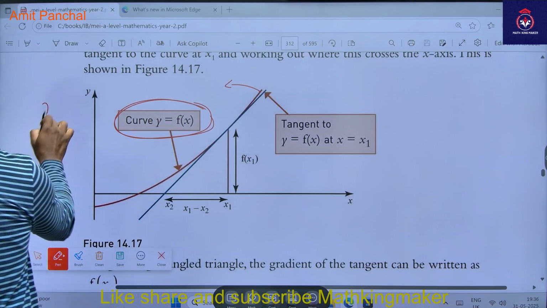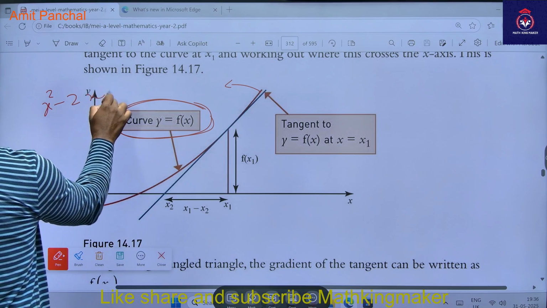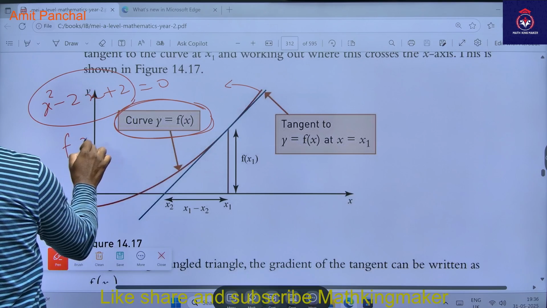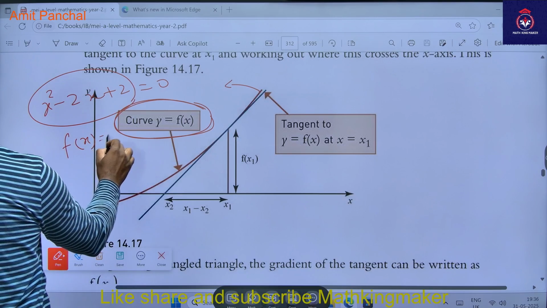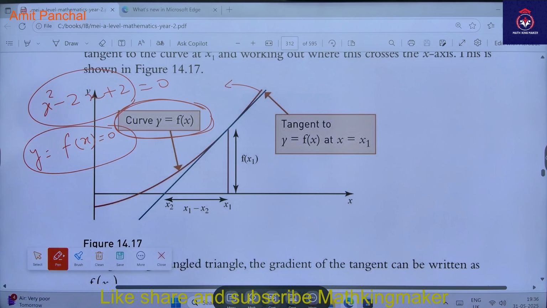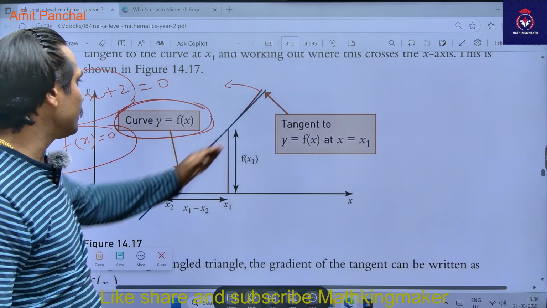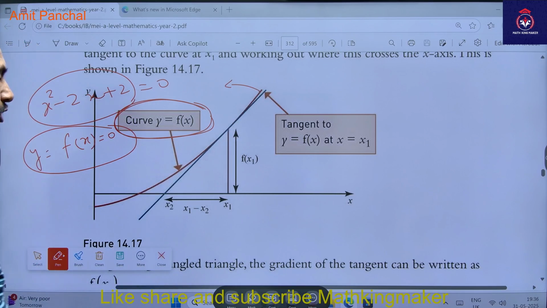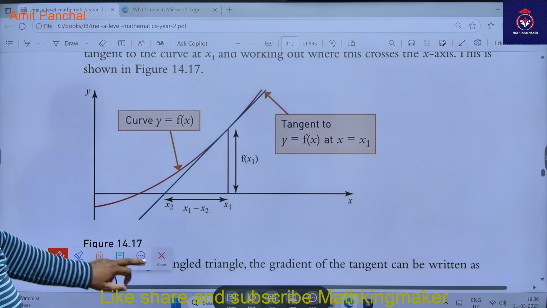Your curve will be given like this: x squared minus 2x plus 2 equal to 0. This is f(x). Oh, I thought they meant y equals 0, just a straight line. y equal to 0 is also there, but this is your curve, f(x) equal to 0. And this blue one is the tangent to the curve at point x1. Okay, sir, got it.